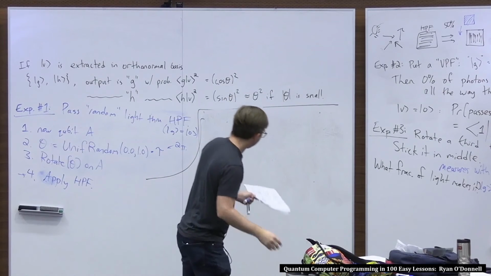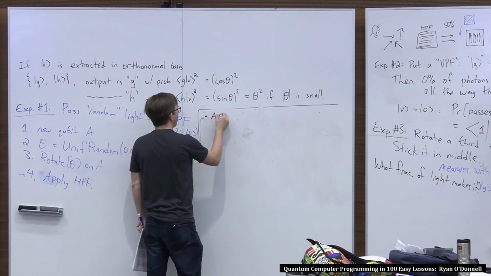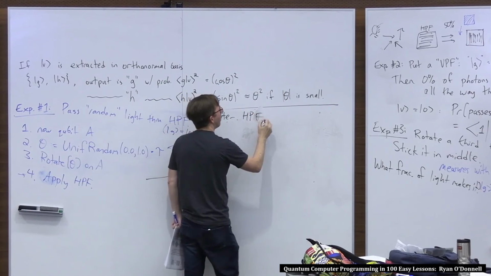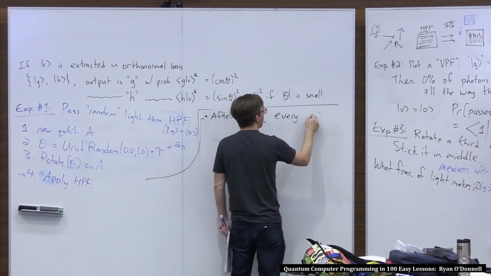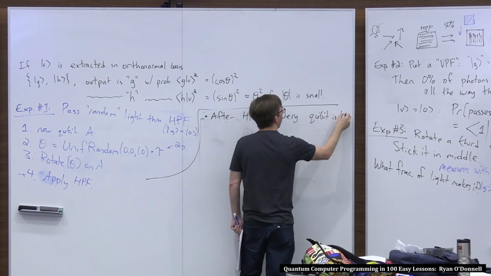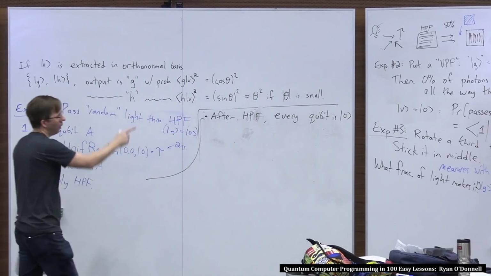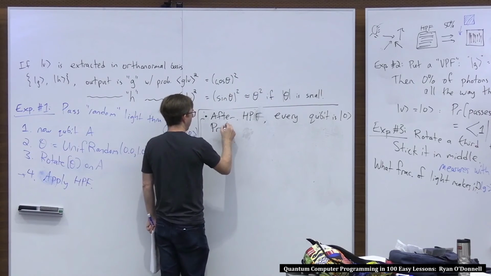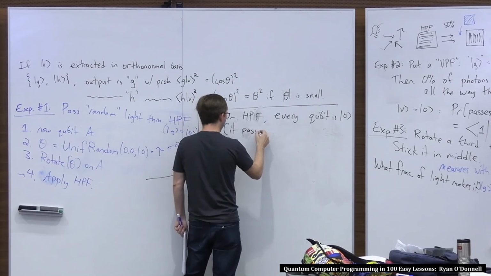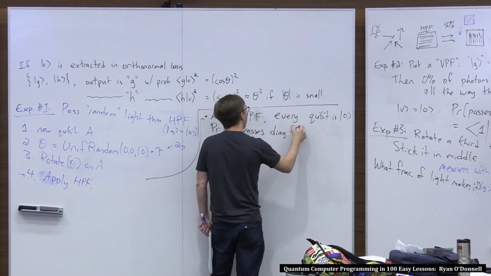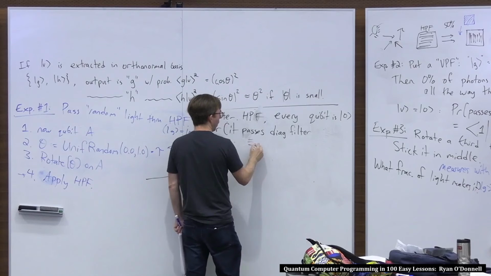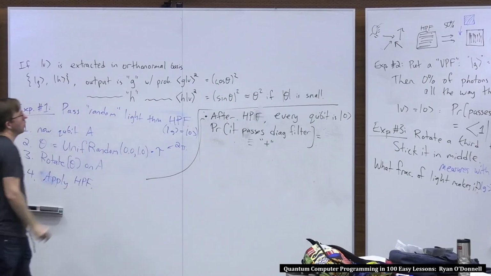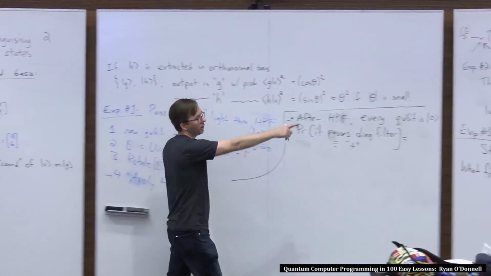So we can calculate. After the first horizontal one, that should be a HPF. Every qubit is in the state 0, which is horizontal. But now we're having it go through the diagonal one. So what's the probability? It passes the diagonal filter, which is the same as the measurement outcome being plus. Well, we see from here, it should be cosine of 45 degrees, which is a half, right?